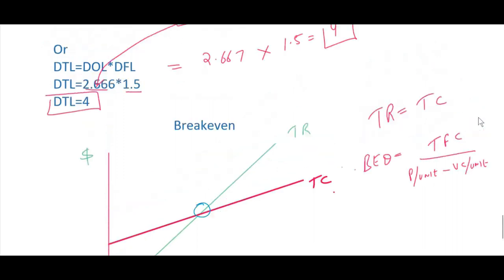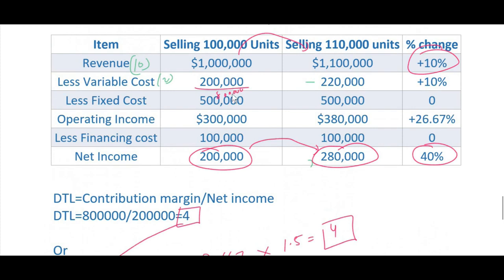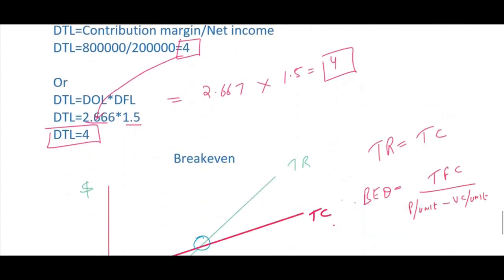If I look at the example, the price is $10, variable cost is $2 per unit, and my fixed cost is the fixed cost of operating as well as the interest cost. So don't forget to take the interest cost as well. So total fixed cost is 6 lakh. And the price per unit is $10 minus $2. If I solve it, I get 75,000.